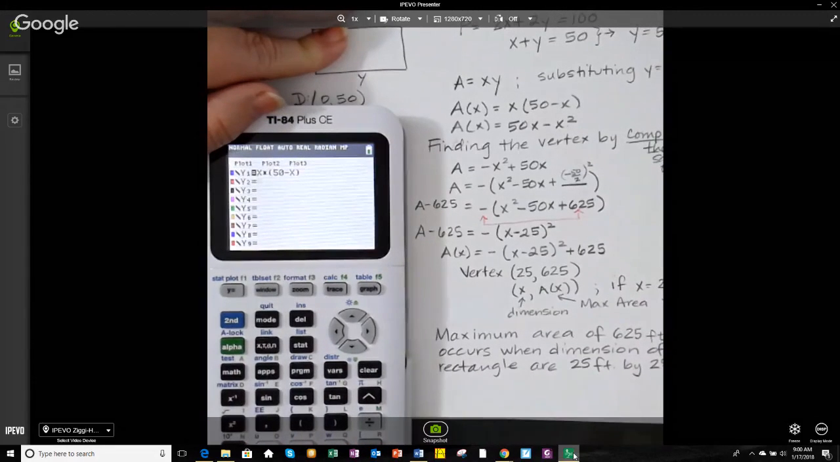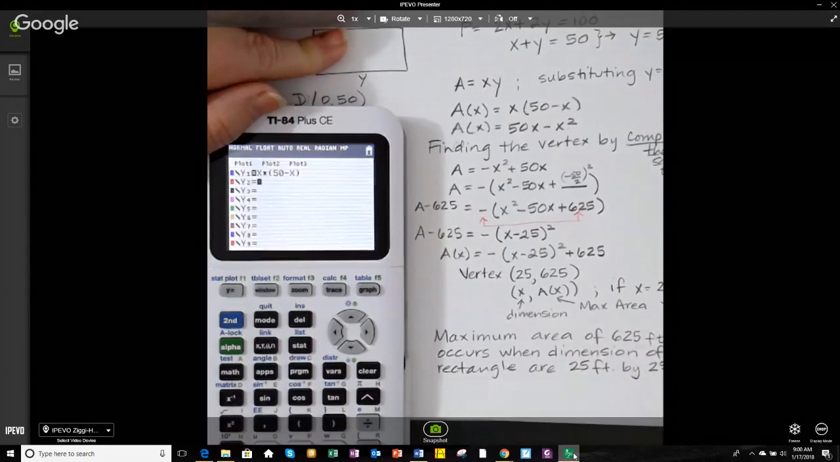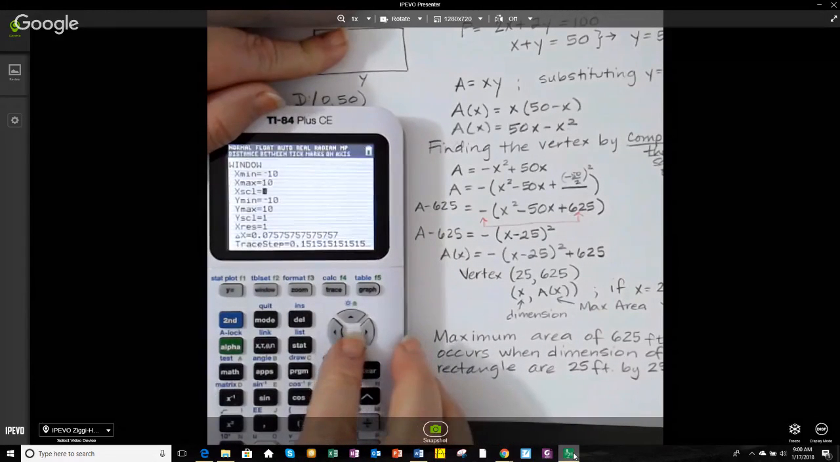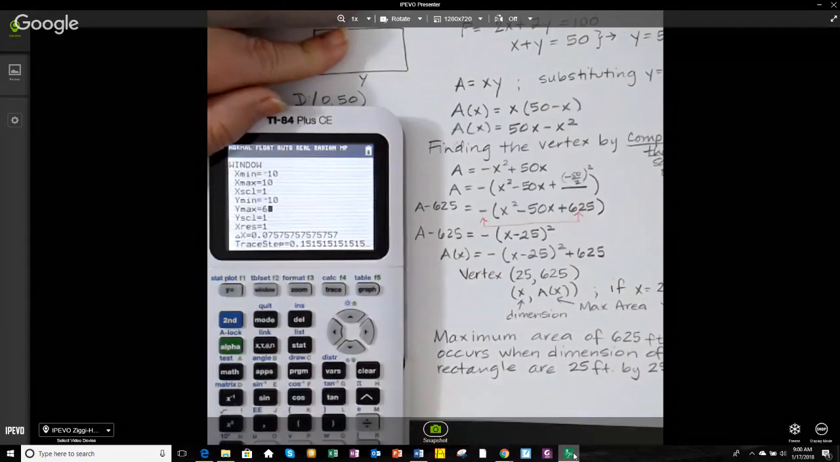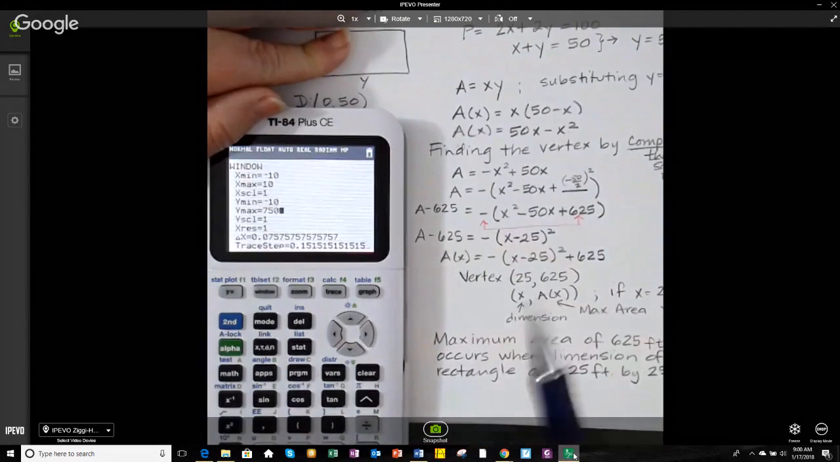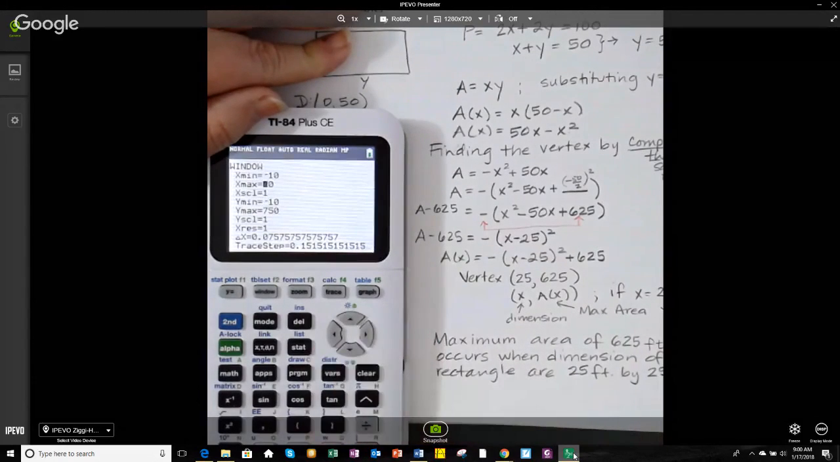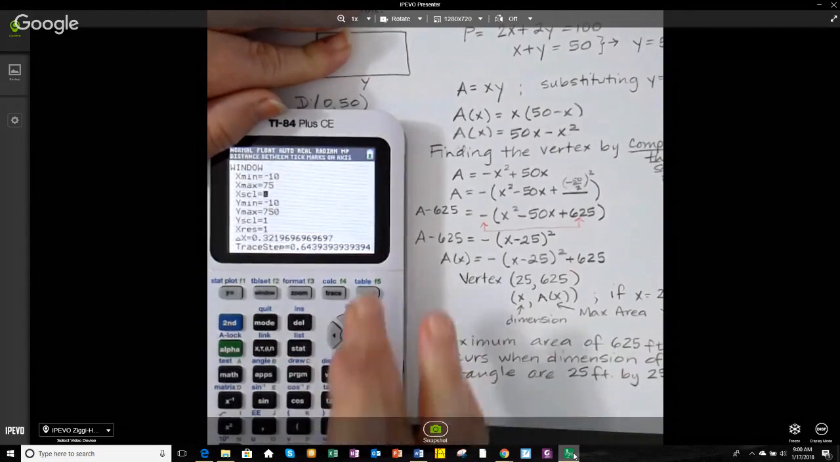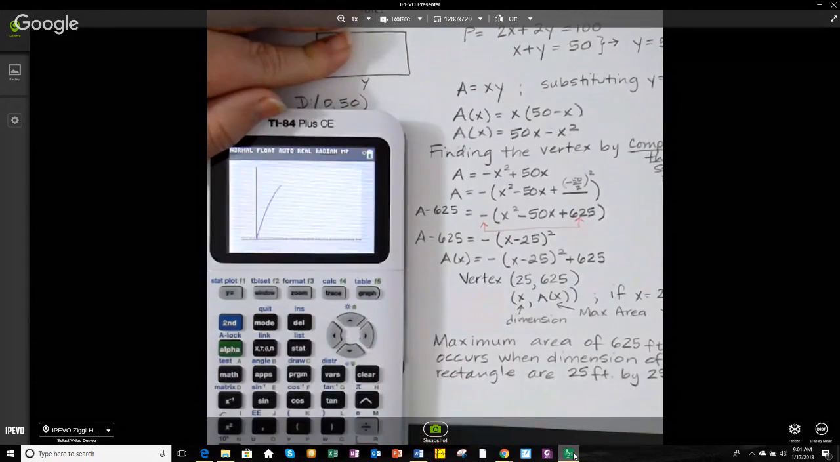All right, now I know that the maximum happens to be 625. So if the maximum is 625, it's in the y direction. I know I'm probably going to have to change my window. So I'm going to go to my window here and change my maximum to 625, but I'm going to make it bigger than that. I'm going to make it 750, just so we have some clearance in the top here. And then I know that my maximum x is going to be 25. So let's give that some clearance too, and let's just make that 75. All right, and now I'm going to hit the graph button. And there is my parabola that I expected, and it is indeed upside down.